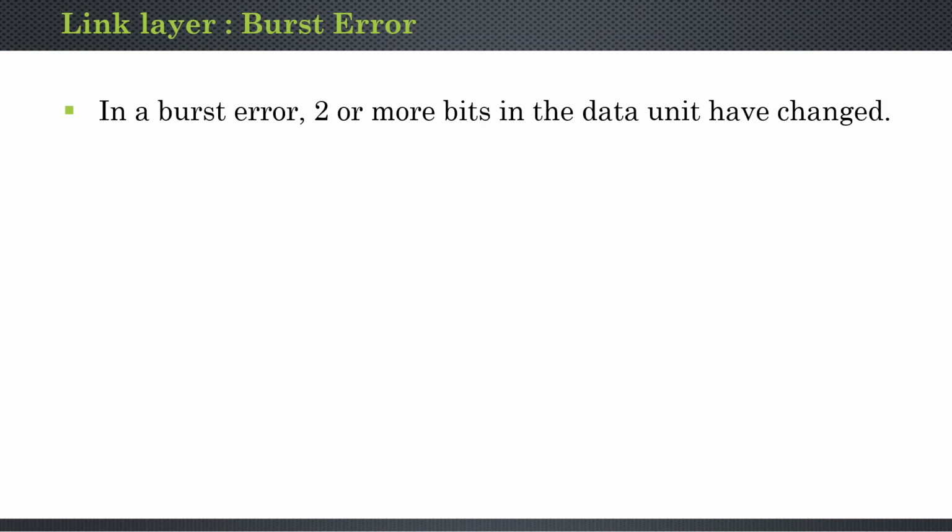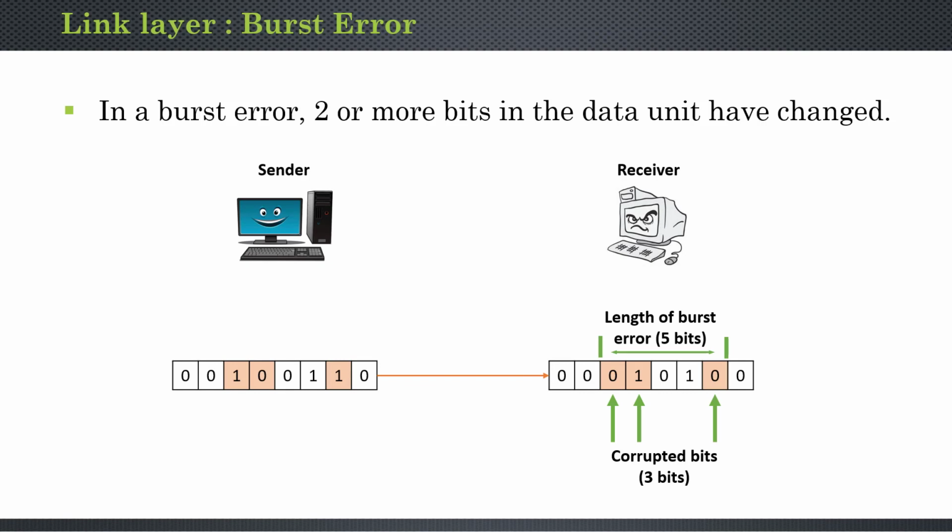In a burst error, two or more bits in the data unit have changed. In this example, the receiver is receiving different information than what was sent by the sender. We can notice here that there are 3 bits that are corrupted: the 3rd, the 4th, and the 7th bit. To calculate the length of the burst error, we start from the first corrupted bit to the last corrupted one, which is 5 bits in this case. So we can say that in a burst error we have two types of information. We have the length of the burst and we have the number of corrupted bits in this error.